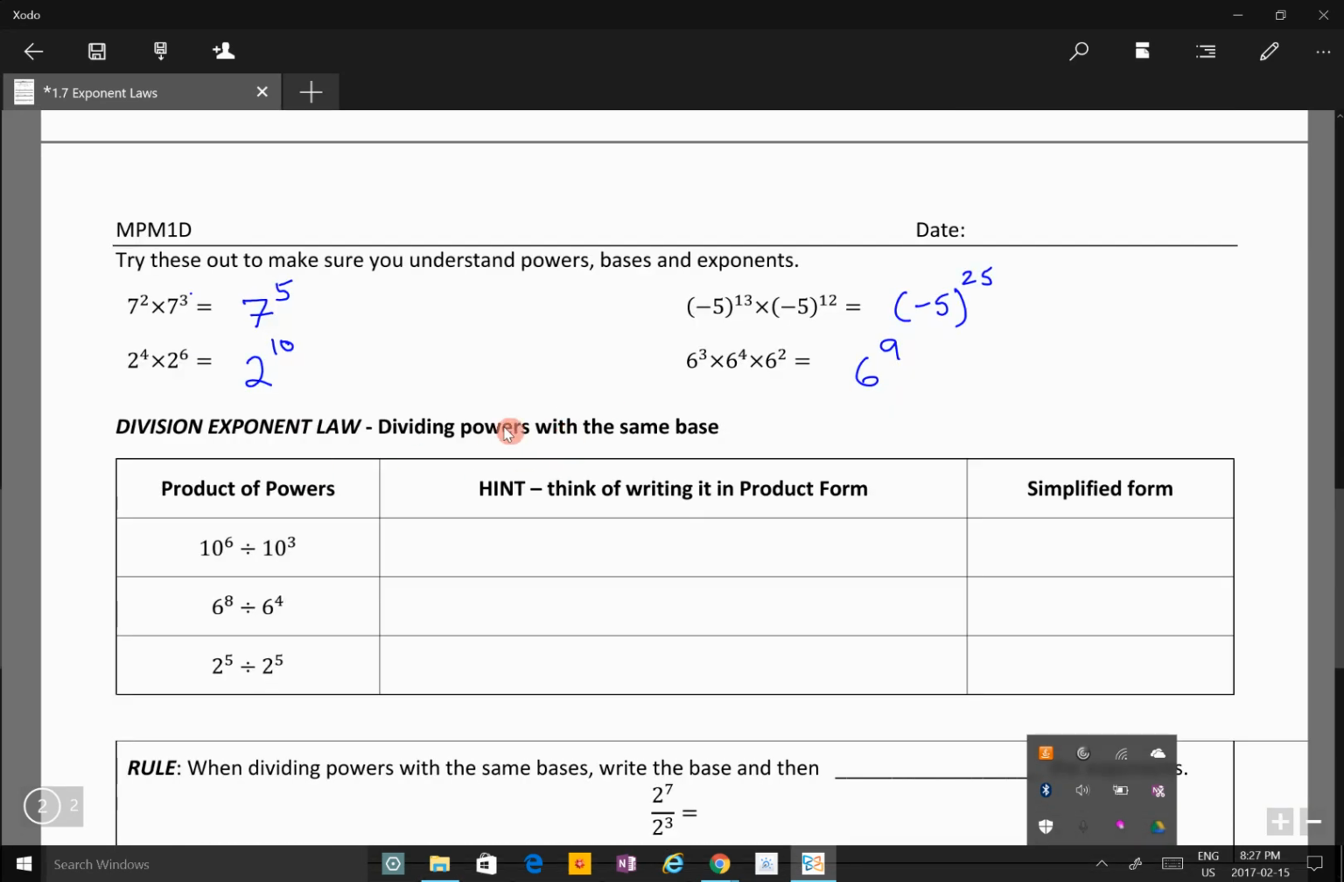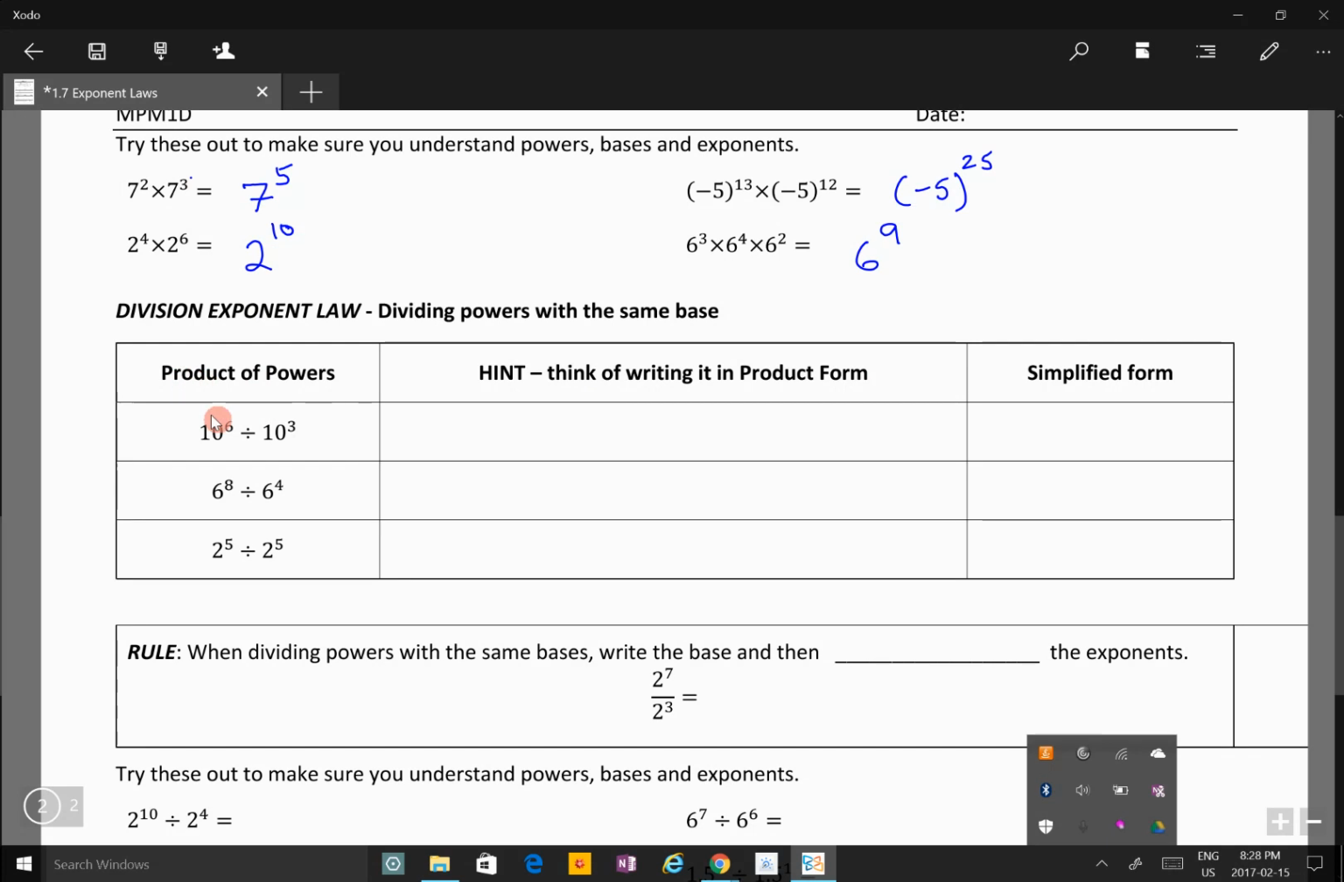Okay, let's look at a different law, the division exponent law, dividing powers with the same base. So, 10 to the power of 6 divided by 10 to the power of 3. What does this look like if I expand it? I'm going to have 10 times 10 times 10 times 10 times 10 times 10. This is 6 tens here, so it represents 10 to the power of 6.